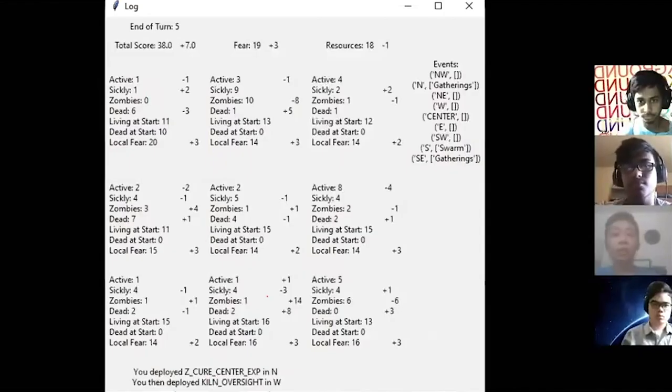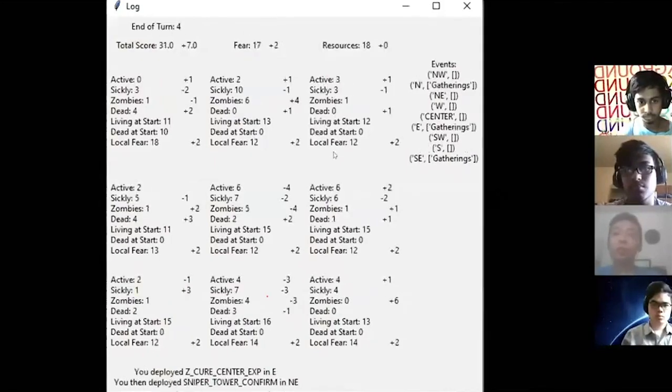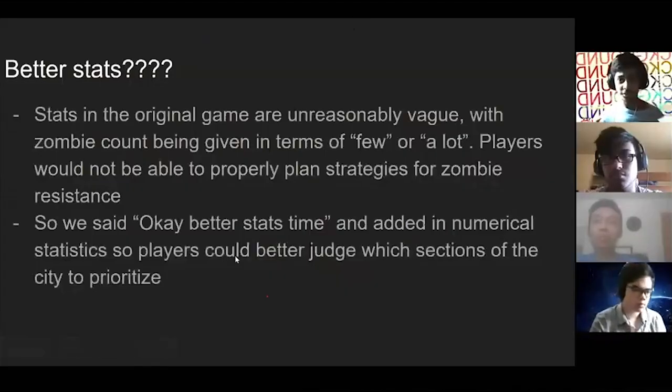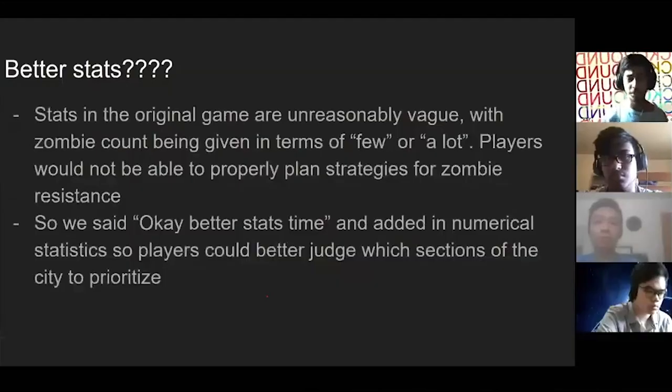We also made some minor changes, such as to the stats being displayed on the screen, but I'll hand it over to Sidi to talk a bit more about it. So we thought that the statistics in the base game were vague, and unreasonably so. They describe things like population size and zombie count in terms such as none or few or many, and we thought this would be a hindrance in planning effective strategies against the flu and the zombie outbreak, and in real life you would have better statistics. So we implemented numerical statistics. Now, just like real life, these aren't 100% accurate, but we thought that as in real life, statistics that aren't 100% accurate are still workable. We made them still workable in our mod.